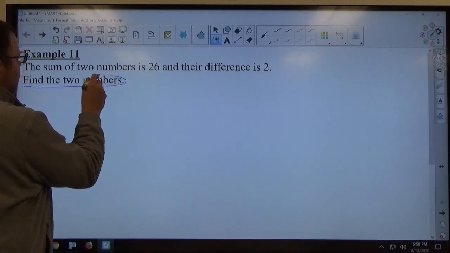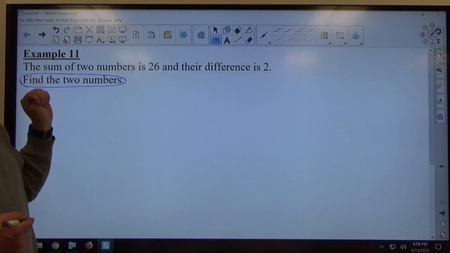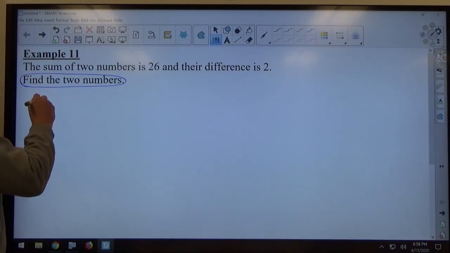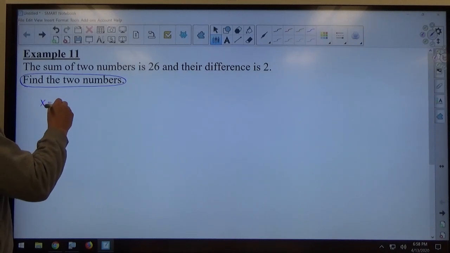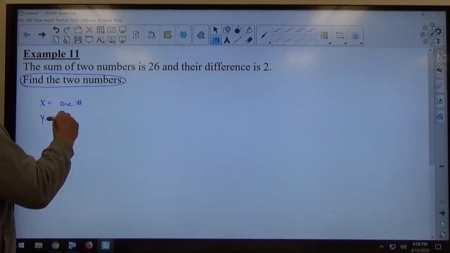Typically in algebraic problems, we're going to ask you to find something that establishes how many variables you're probably going to be using. In this case, find the two numbers tells me probably two variables. In fact, they give me two different facts about the numbers. That gives me sufficient information to use two variables. So I'm going to start off by identifying my numbers. x equals one number, y equals the other number.